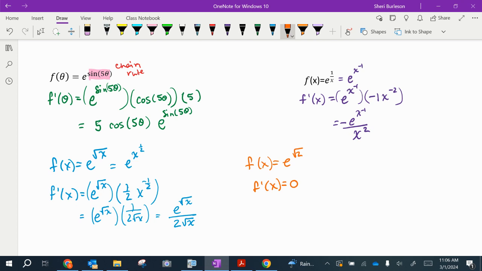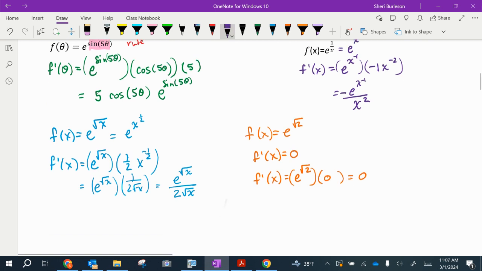But if you don't believe me and we want to try to use the derivative with chain rule, the derivative of e to anything is e to whatever that is, and then multiplied by the derivative of the inner function. So the derivative of square root of 2 is just 0. So I get e to the root 2 times 0 still gets me 0. But you should have recognized that is just a constant, not a function with a variable.